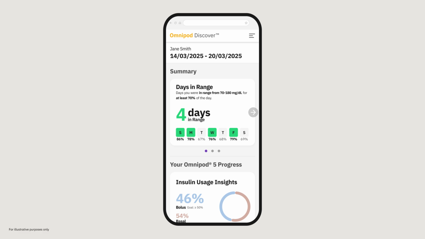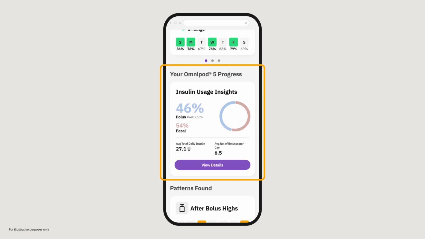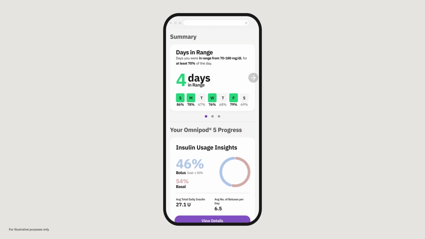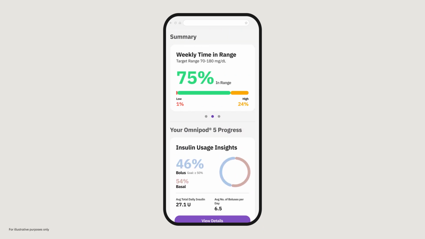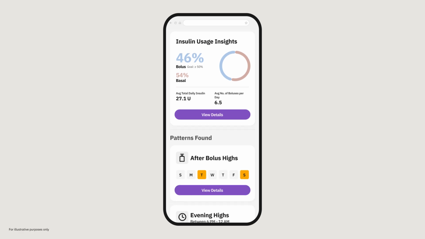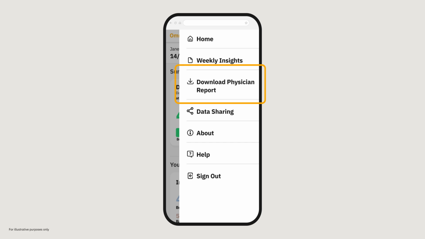Let's look at what Omnipod Discover gives you. When logged into Omnipod Discover, you'll see an overview that includes your weekly summary, Omnipod 5 progress, and patterns found. You can swipe through the summary to see additional information. If you want to dive deeper into the insulin usage or the patterns found, you can tap to view more detail. If you want to access the same report your healthcare provider can view, you can download the Omnipod Discover report by going to the menu and tapping Download Physician Report.